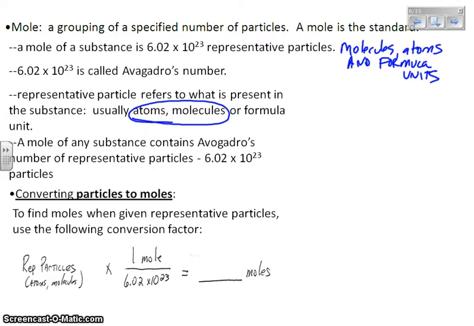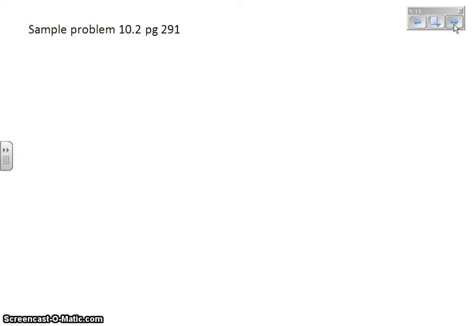Okay, so let's take a look at how we can convert the number of atoms to moles mathematically. We are on page 291, and we're going to look at sample problem 10.2. I ask that you get your book out and please follow along. Magnesium is a light metal used to manufacture aircraft, automobile wheels, tools, and garden furniture. How many moles of magnesium is 1.25 times 10 to the 23rd atoms of magnesium?